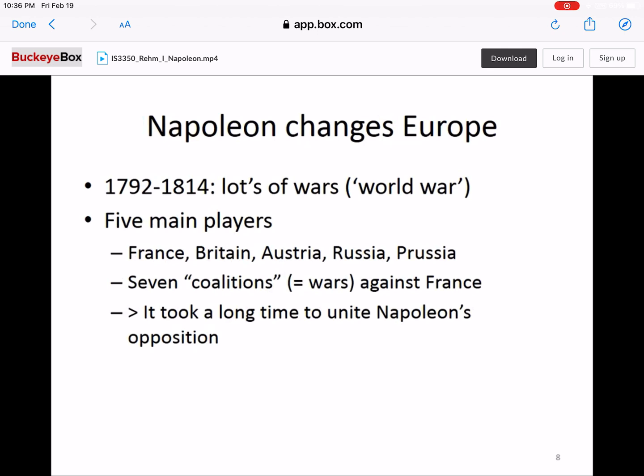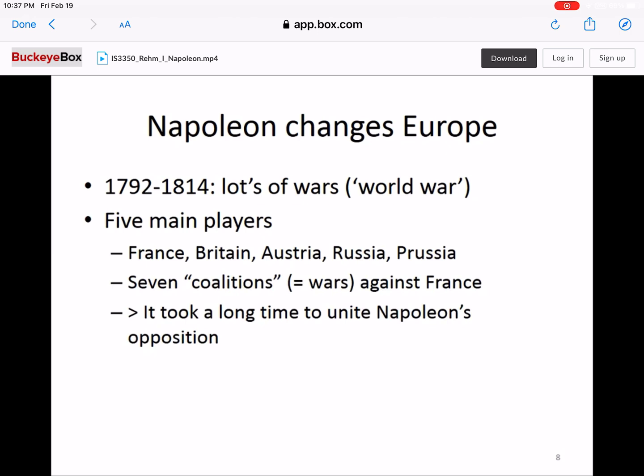Napoleon also changes Europe, and he changes Europe through a series of wars. Those wars really start during the French Revolution, so the Revolutionary Wars that make Napoleon a known figure and bring him a lot of popularity in France. They simply continue and are now Napoleon's wars. There are 5 main players during these wars. These are the 5 main powers at the time: France, Britain, Austria, Russia, and Prussia.